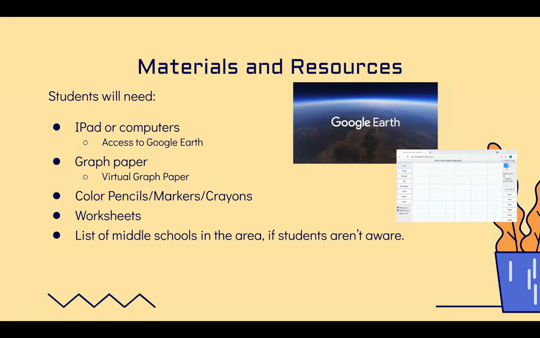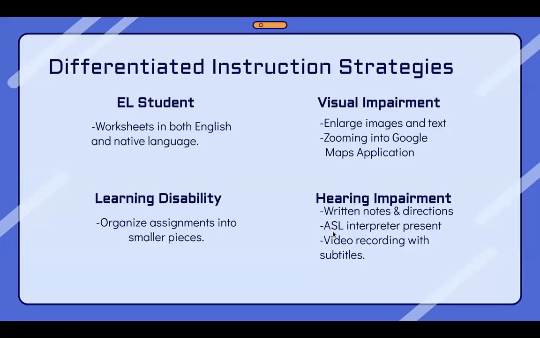So the materials and resources students will need is either an iPad or computer that has access to Google Earth, graph paper, either physically or virtually, colored pencils, markers, and crayons if you're doing the physical graph paper, the worksheets that I will show later on in the slides, and a list of middle schools in the area. If your students aren't aware, you can directly share this slideshow with them, and by pressing on either image, it will take them directly to Google Earth or the virtual graph paper.